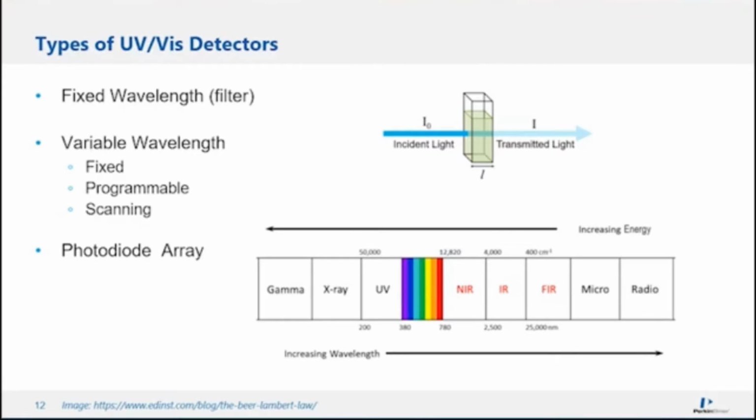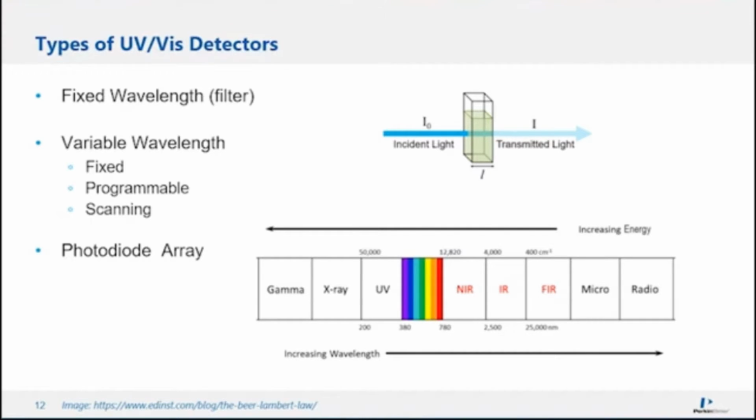There are 3 types of UV-Vis detectors we want to touch upon. A fixed wavelength detector, in which the absorbance of only one given wavelength is monitored. This is achieved by using a fixed optical filter, typically 254 nanometers is quite popular. And to change the wavelength, the filter needs to be changed manually.